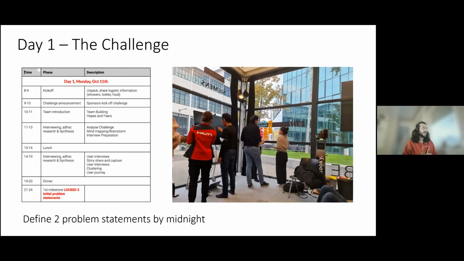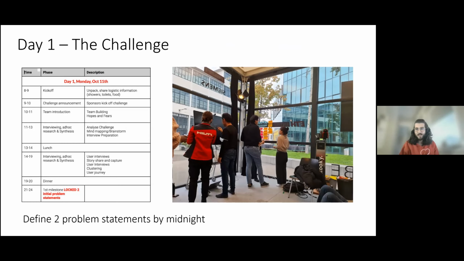We kicked off at 8 o'clock in the morning. We arrived late. Our alarm didn't ring, so it was very stressful. But we got there, unpacked quickly. We found where the toilets are and the showers, the most important things, of course.